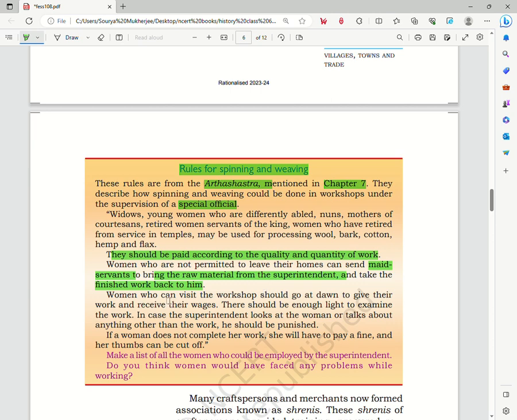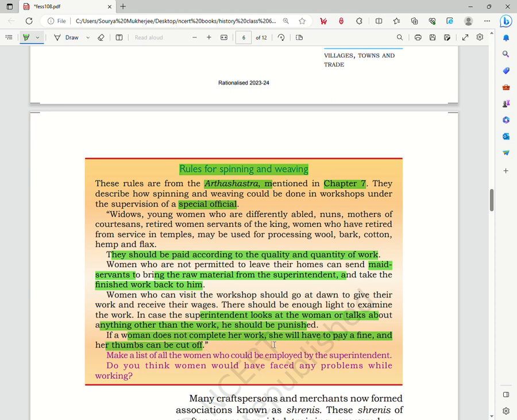So women who can visit the workshop should go at dawn and give their work and receive their wages. There should be enough light to examine the work. In case the superintendent looks at the woman or talks about anything other than the work, he should be punished. If a woman does not complete her work, she will have to pay a fine, and her thumbs can be cut off.